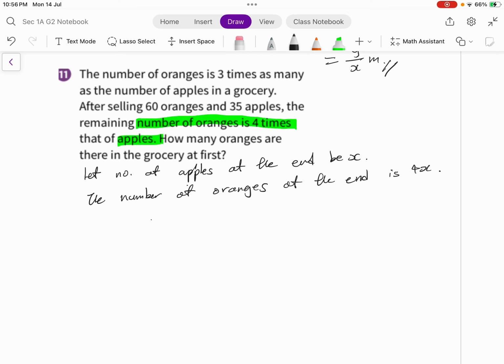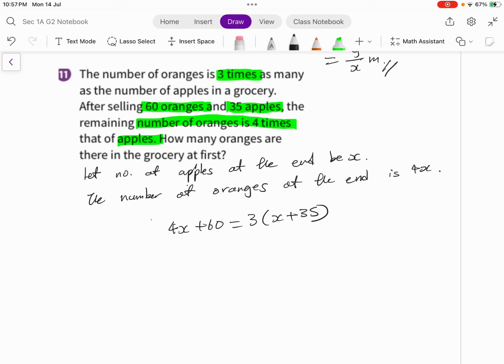Okay, now if we were to work backwards, he sold 60 oranges and 35 apples, right? So I will take 4x plus 60 equals to, because initially the number of oranges is 3 times as many as the number of apples. So 4x plus 60 equals to 3 times x plus 35.